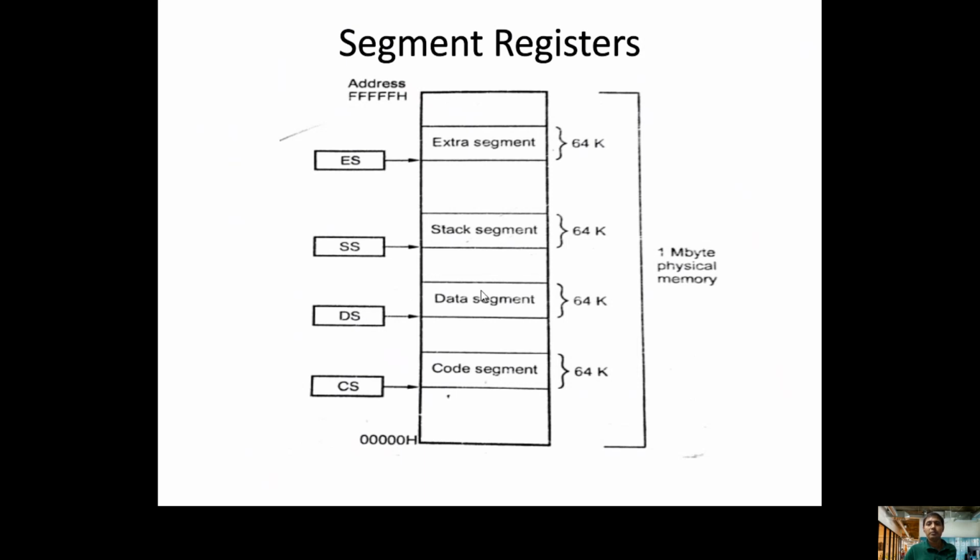For example, the data segment memory starts at 10000H and ends at, for example, 1FFFFH. Then the data segment register holds the upper 16-bit of the starting address. The upper 16-bit address of this data segment's starting address, 10000, is 1000H. So it will hold 1000H here. Like that, every segment register can hold the upper 16-bit address of the corresponding segment memory.